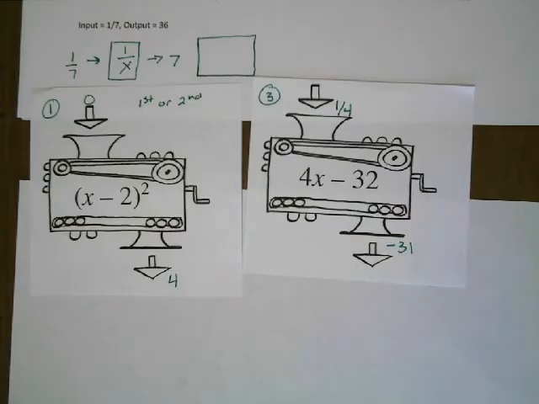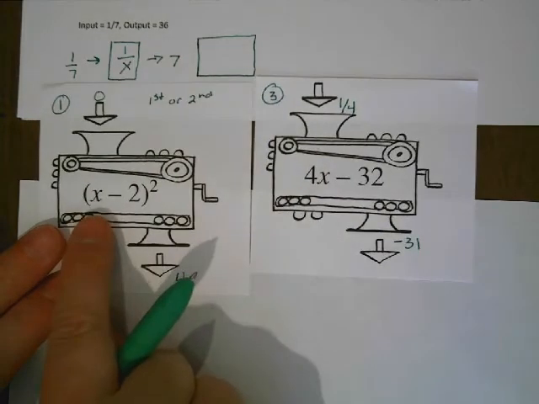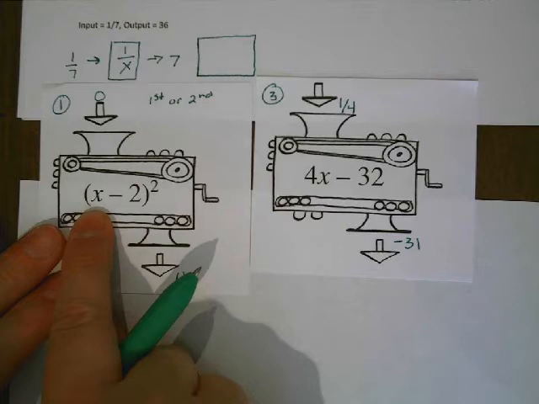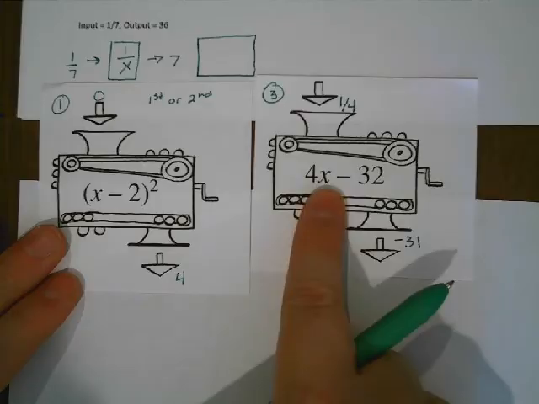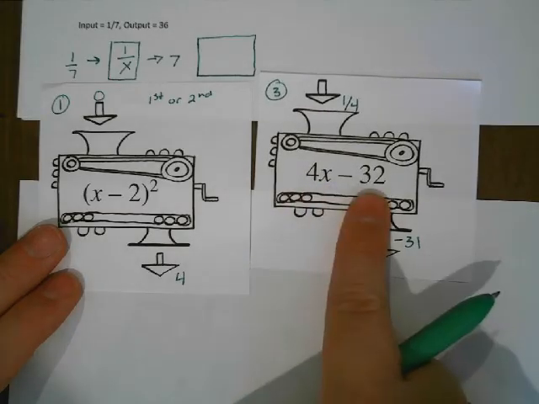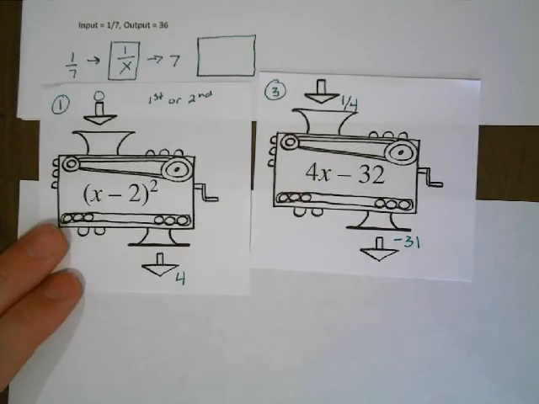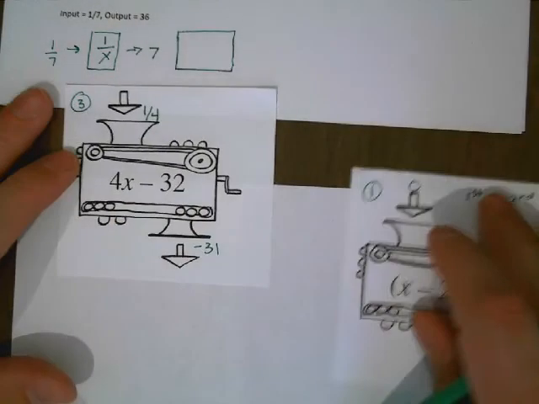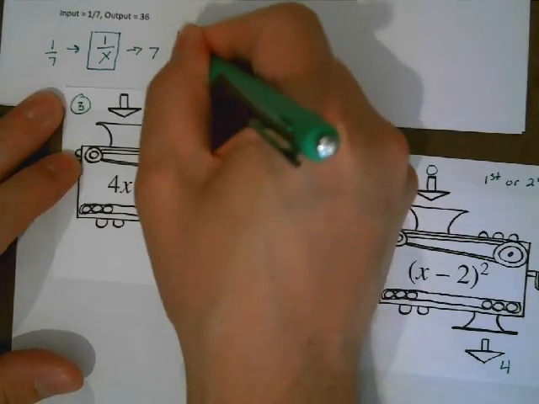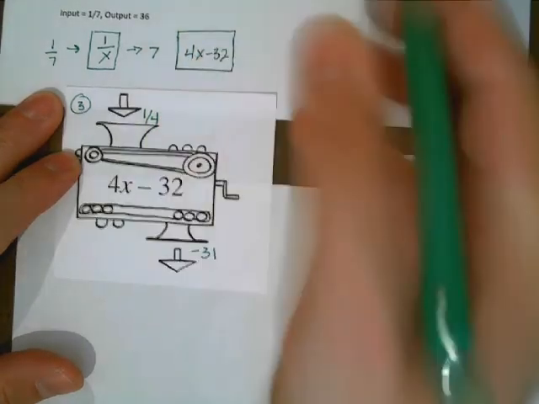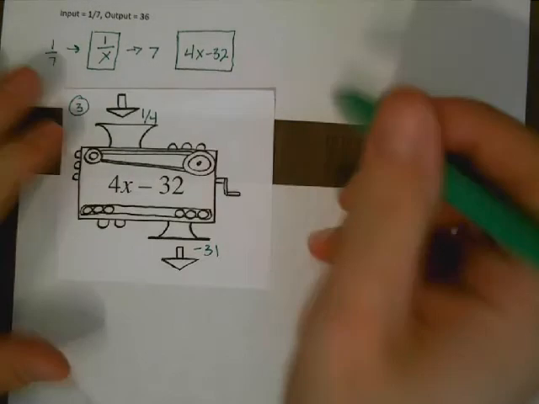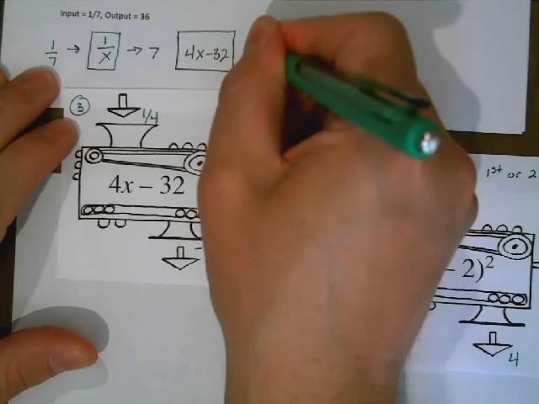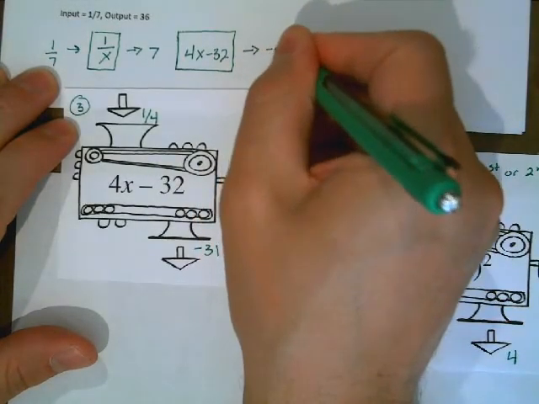But if I plug 7 into this one, I've got 25 is my output for that one. So if I put 25 in here, I get 100. And then 100 minus 32 is not 36. So I don't think that this one's next. This one might be next. Let's check it out. 4x minus 32. So 7 times 4 would be 28. And 28 minus 32 is negative 4.